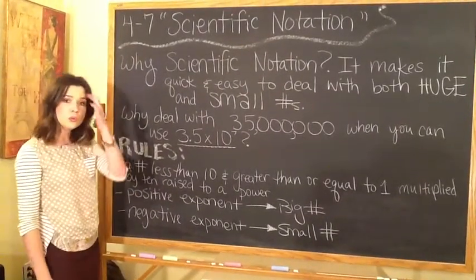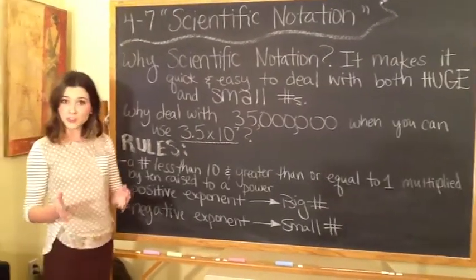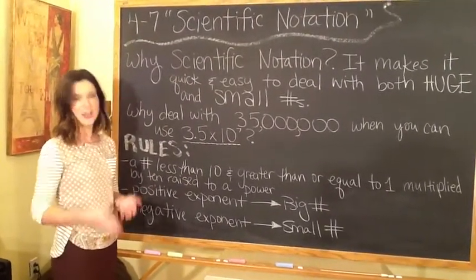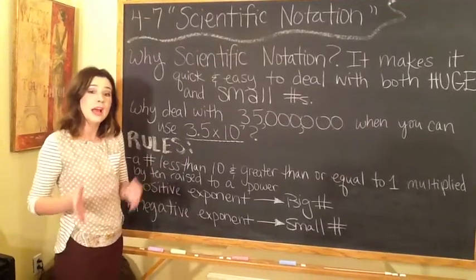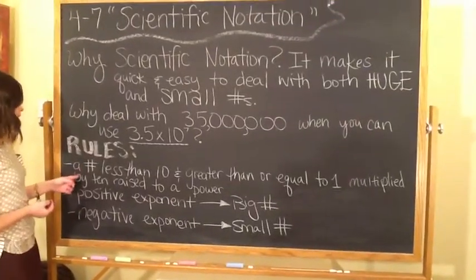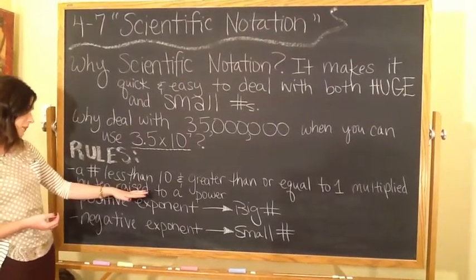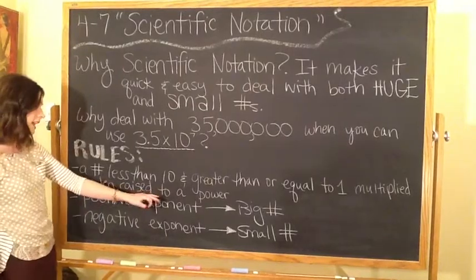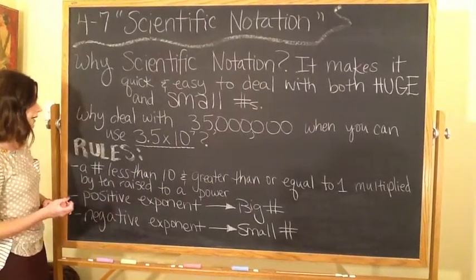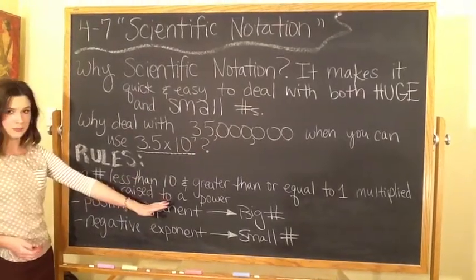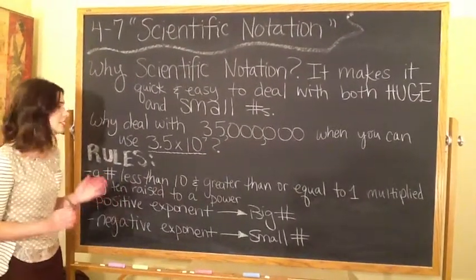So what are some of the rules of scientific notation? Of course there have to be rules, because we have to have consistency in math. Everybody needs to be doing the same thing, so we have rules so that we can have consistent answers. Once you finally write out your number, it is going to be less than 10 and greater than or equal to 1, and it's going to be multiplied by 10 raised to a power. Now it sounds like gibberish, but this is what it means.